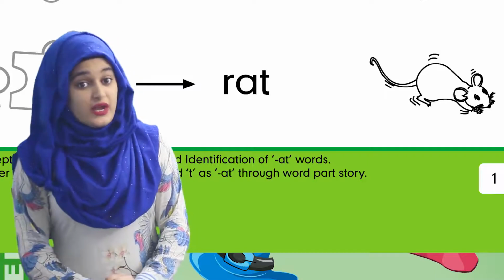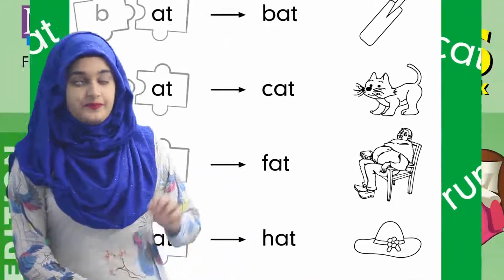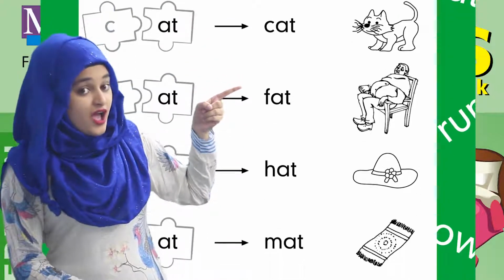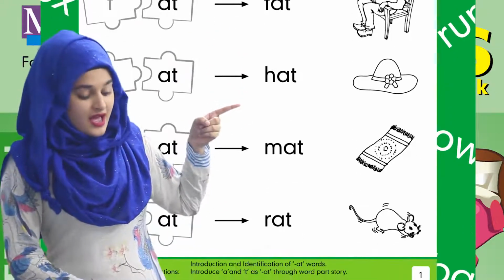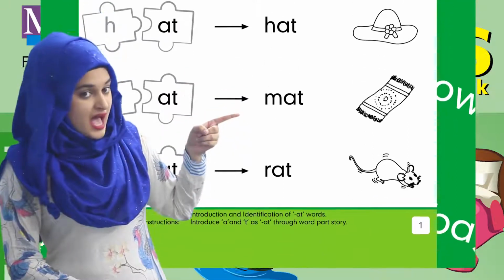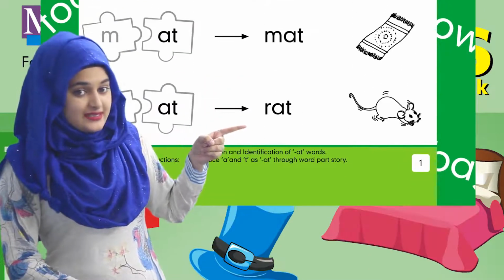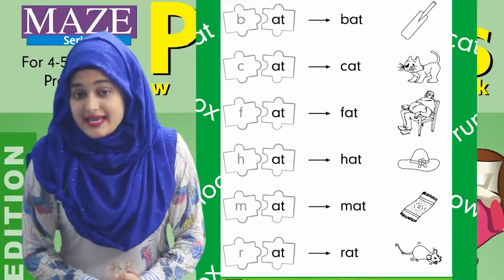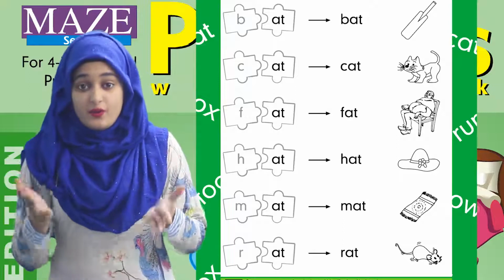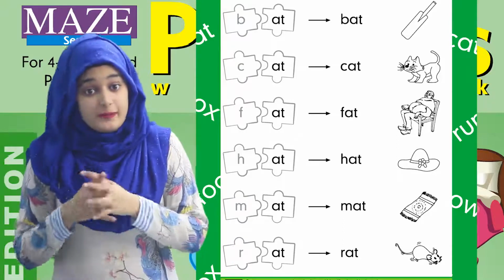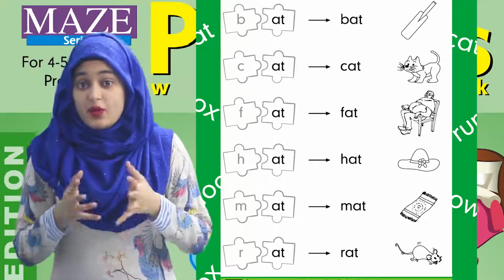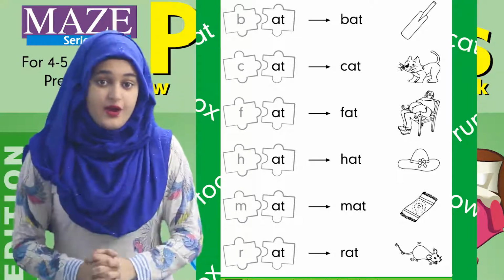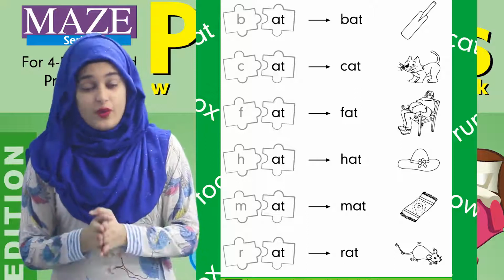Now let's read these words once again. Bat, cat, fat, hat, mat, rat. Excellent, children. Superb. So, like this, we read the words with at and we made them. हमने बहुत सारे words पढ़े और at के साथ उन्हें बनाया. Okay? So, this was the work for today.